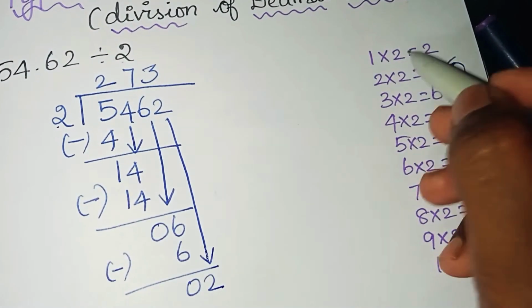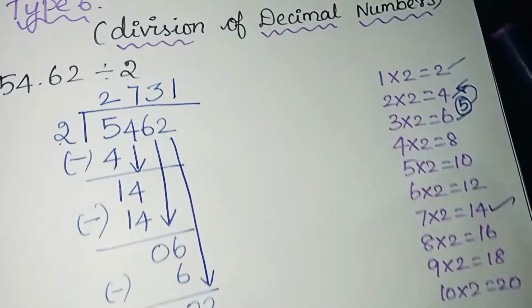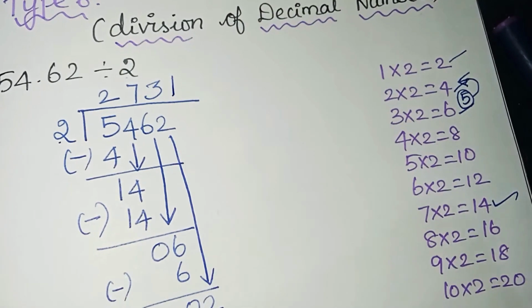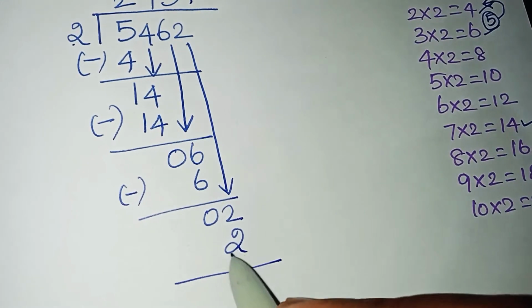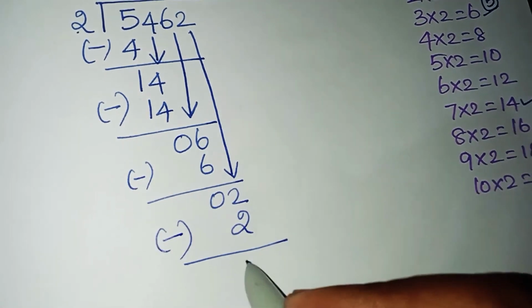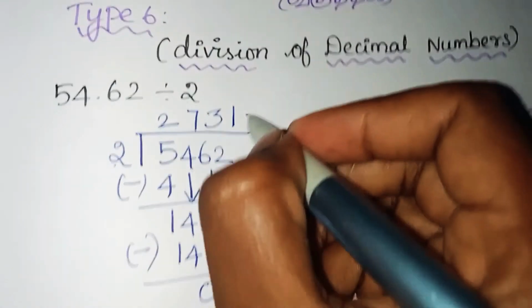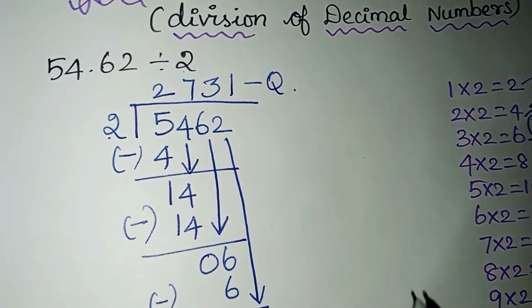So how many 2s are 2? 1 2s are 2. We get directly 2. So 1 into 2 we get 2. Next step is subtraction. 2 minus 2, 0. So 0 is the remainder. This is the quotient. Okay.